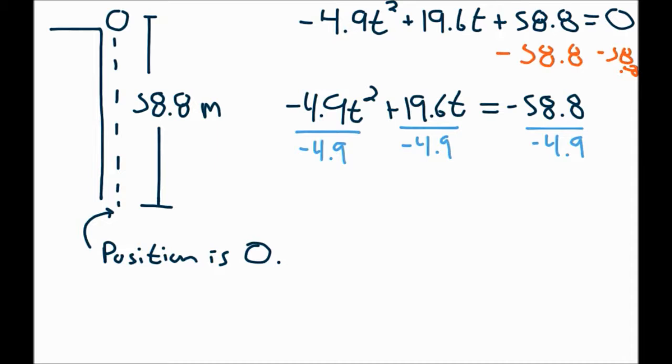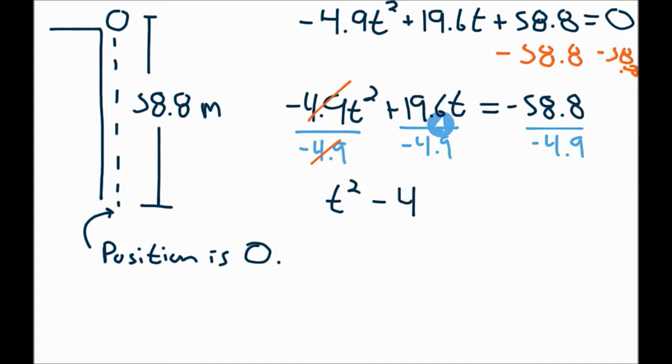So we do negative 4.9 divided by negative 4.9, and then divide by negative 4.9, and we get the first term. Okay, when we do negative 4.9 over negative 4.9, those just cancel out, or give me 1, however you want to think about it, and we get t squared minus, because positive divided by a negative gives me a negative, and 19.6 divided by 4.9 gives me a nice integer number. In this case, it's going to be 4.